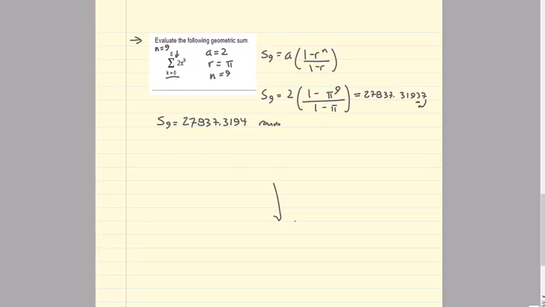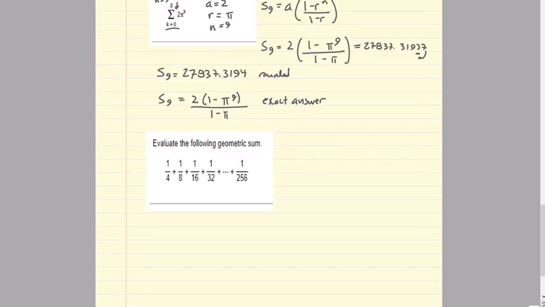So this is rounded. But sometimes your directions will be, what is your exact answer in terms of pi? Then what I would do is I'd enter this, 1 minus pi to the 9th all over 1 minus pi. So this is an exact answer. So it depends on what the instructions are asking for, so make sure you read the instructions pretty carefully.